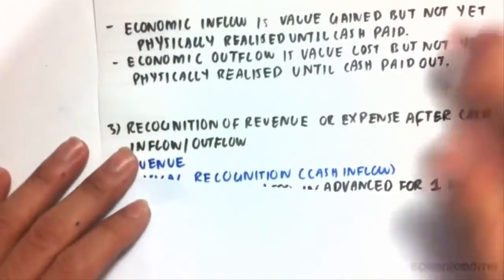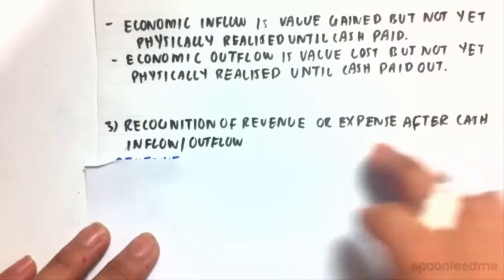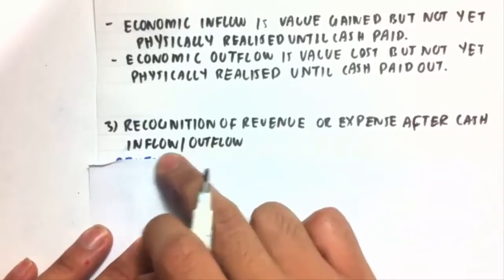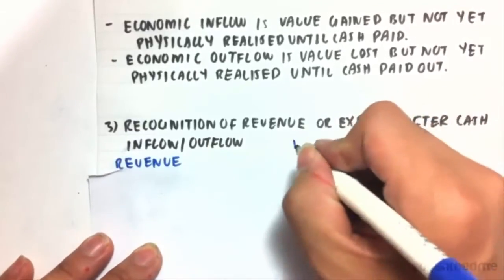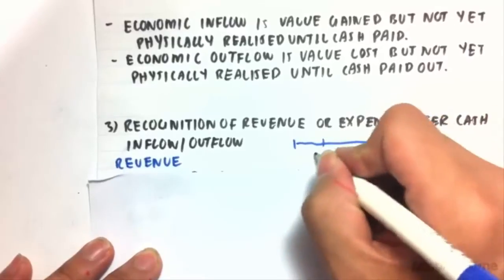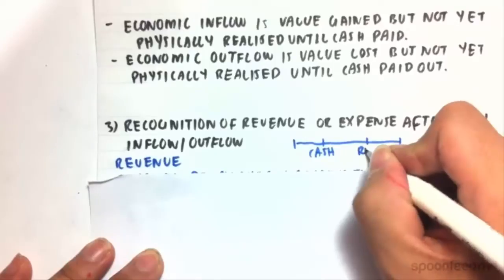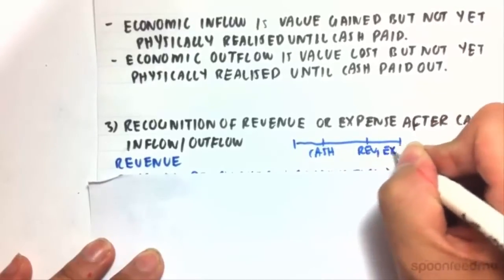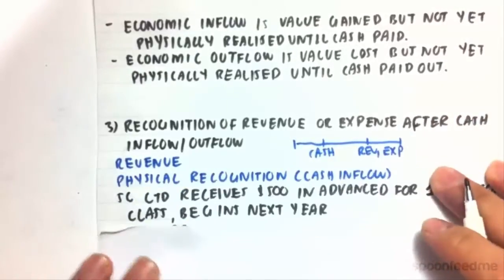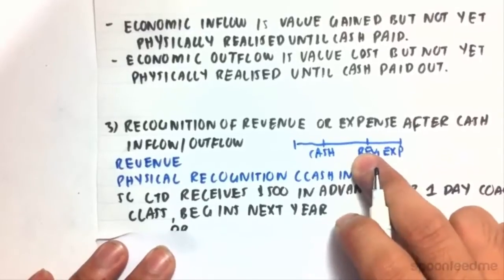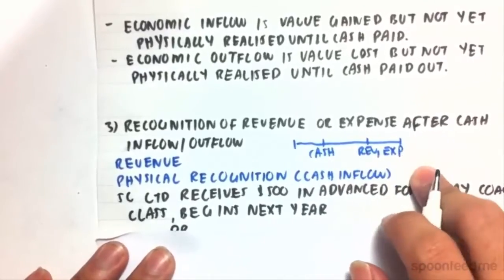So if we go to the third scenario, recognition of revenue or expense after the cash inflow or outflow. If we draw our little timeline, cash is received first, but we don't recognize revenue or expense until afterwards. And that's because revenue has not been earned yet, or the expense has not been incurred yet.